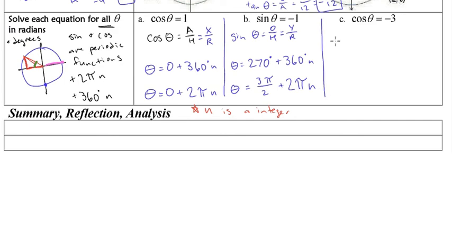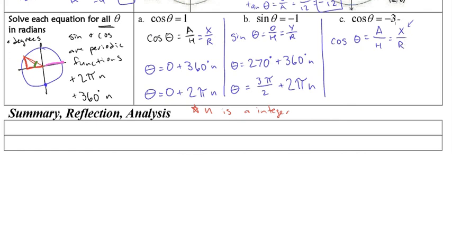And lastly, cosine of theta equals -3. And I want you to pause the video and really think about, how would I get -3 here? How would I get -3? So I hope you have paused and considered that. So cosine being adjacent over hypotenuse, which for us is going to be our x value divided by the radius. And the only way to get -3 is if our x value is 3 times larger than our radius.